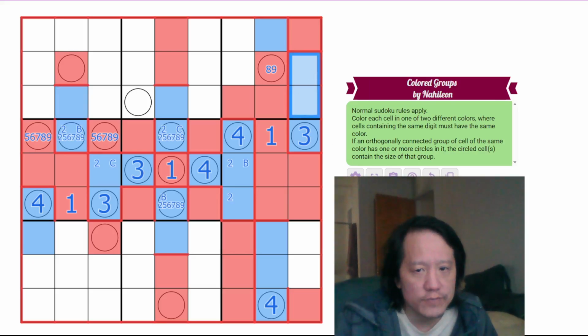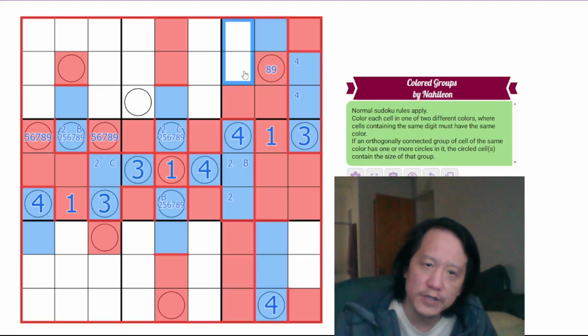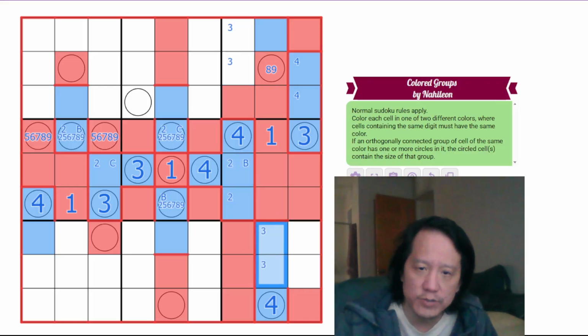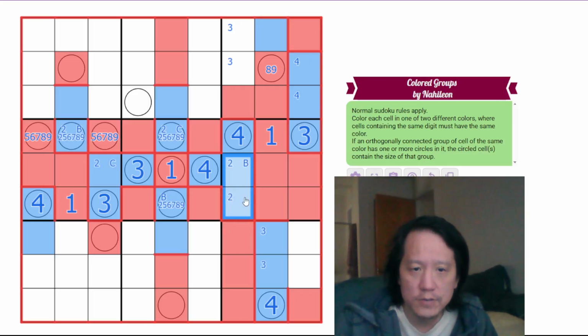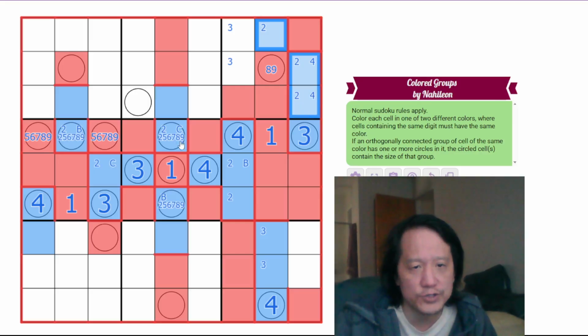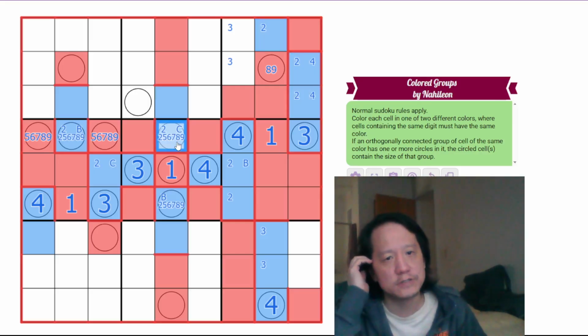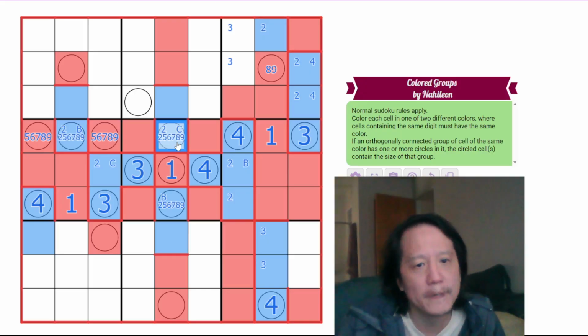4 has to be one of those 2 digits here. 3 is one of these 3. Oh, 3 cannot be here. Where is the 3 in column 7? It has to be one of those 2. 3 has to be one of these 3 here. So this is guaranteed to be 3. One of these then is a 2. We're not sure which. We have 2 and 4. We don't know what the last digit is for the blues.